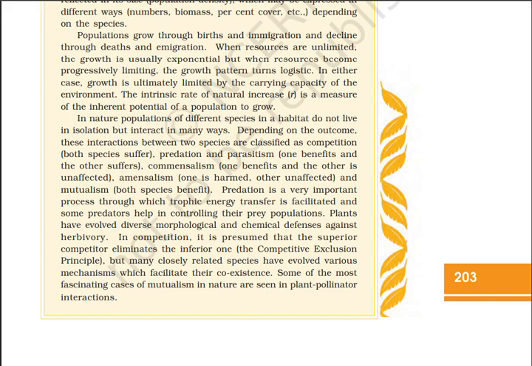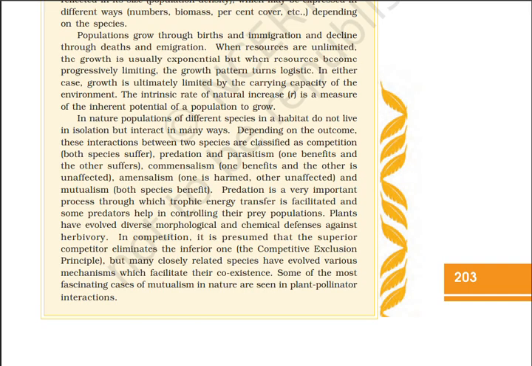In nature, populations of different species in a habitat do not live in isolation but interact in many ways. Depending on the outcome, these interactions between two species are classified as competition, where both species suffer; predation and parasitism, where one benefits and the other suffers; commensalism, where one benefits and the other is unaffected; amensalism, where one is harmed and the other is unaffected; and mutualism, where both species benefit.